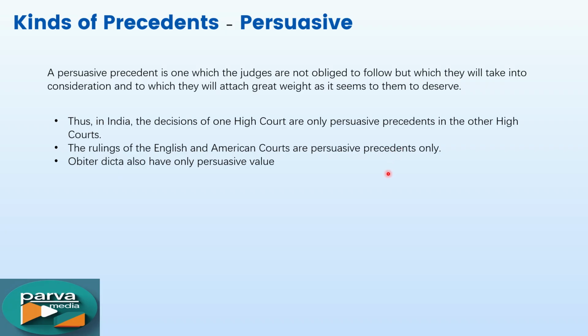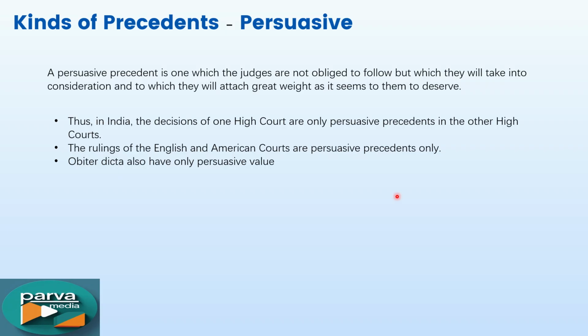Examples of persuasive precedents: in India, decisions of one High Court are considered persuasive in other High Courts. For example, a ruling by the Bombay High Court may influence a decision in the Madras High Court, but it is not obligatory. Similarly, rulings from foreign courts such as those from England or the United States are treated as persuasive. They may be cited for their reasoning, especially in areas where Indian laws are silent, but again it is not obligatory. Another example is obiter dicta.